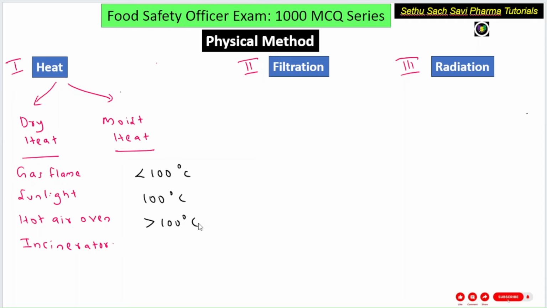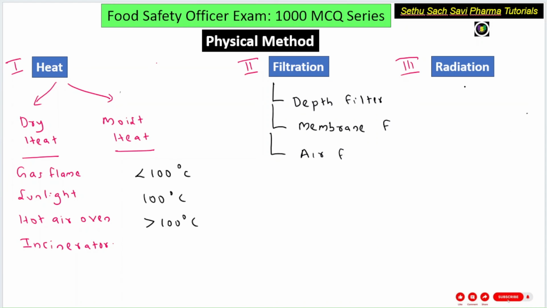Now filtration sterilization can be divided into depth filters, membrane filters, and also air filters. So these are the examples of filtration sterilization.